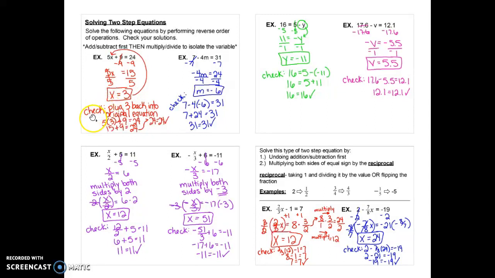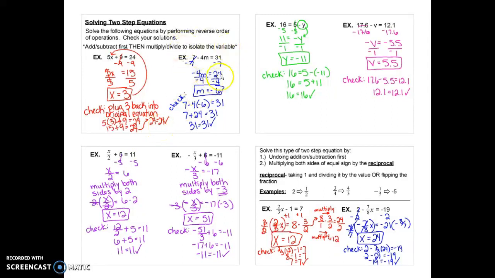Again, you need to be checking your answer. In order to do that, if x actually equals 3, then if I plug 3 back into my original equation where there was an x, this left side should actually equal 24 like my original equation said. So when I plug that back in, I have 5 times 3 now plus 9. I want to check and make sure that that actually equals 24. So 5 times 3 is 15 plus 9. 15 plus 9 is actually 24. So this checks out. 24 actually equals 24.